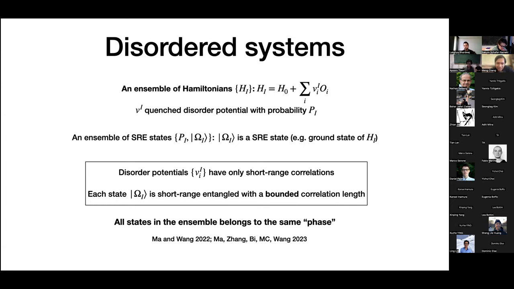That's completely out of control. So that can be captured by this definition that has two parts. One is that the potential has only short-range correlation, and each state is short-range entangled with a finite, a bounded correlation length.